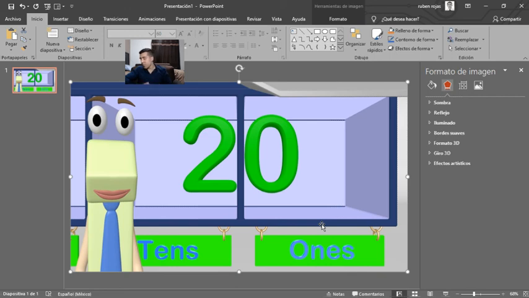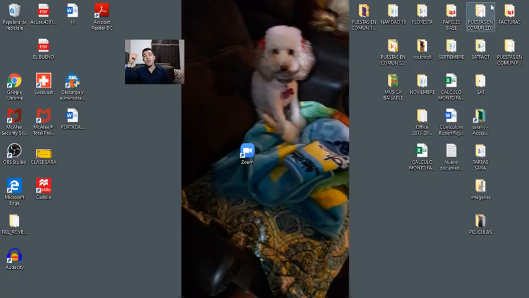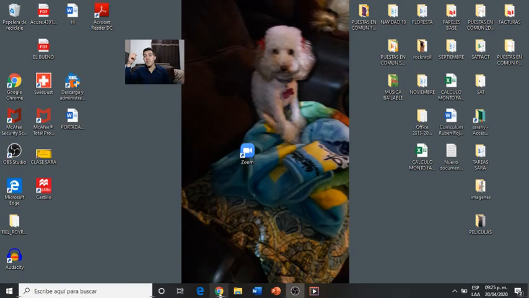For example, do you have the number 12? The número 12. Do you have 1 ten and 2 ones? The number 25. Do you have 2 tens and 5 ones? Okay, it is very easy. So the place value is the easiest.